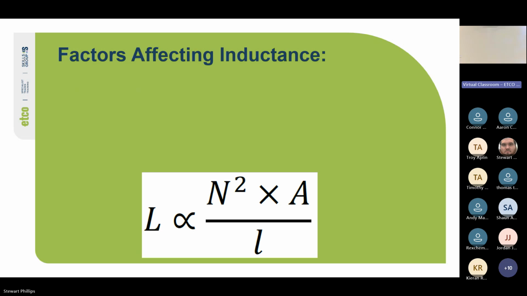So, factors affecting inductance. If a capacitor resists sudden voltage changes, an inductor resists sudden current changes. Think of it like a heavy flywheel that keeps spinning when you try to stop it and make it go the other way.